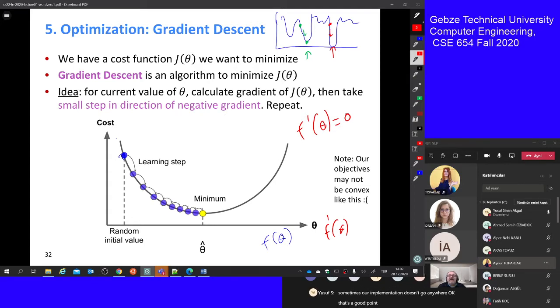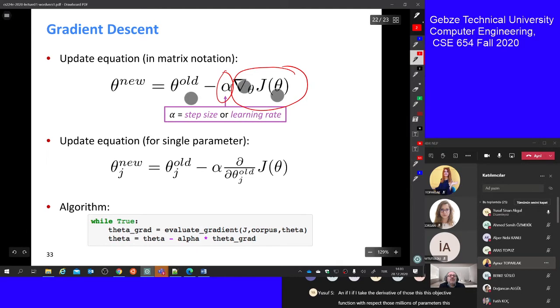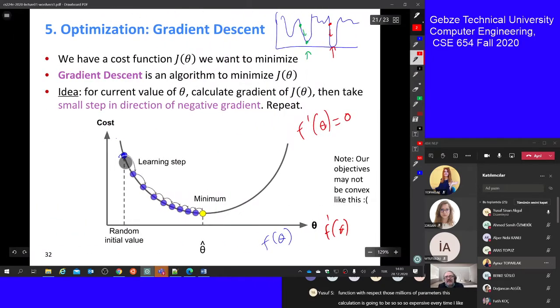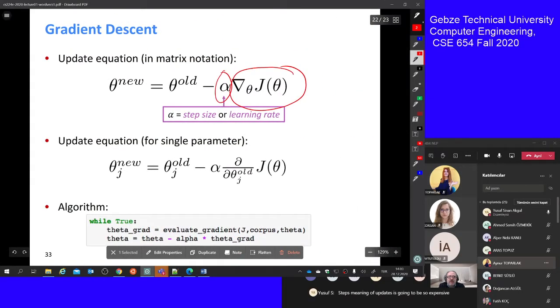But we have more problems than this. I mean, this convexity thing, and we're going to see. The problem is we have millions of parameters to optimize, millions of dimensions to move on, and if I take the derivative of this objective function with respect to those millions of parameters, this calculation is going to be so expensive. Every time I take a step like that, and by the way I'm taking millions of steps, millions of updates, it's going to be so expensive, so I am not going to do that.